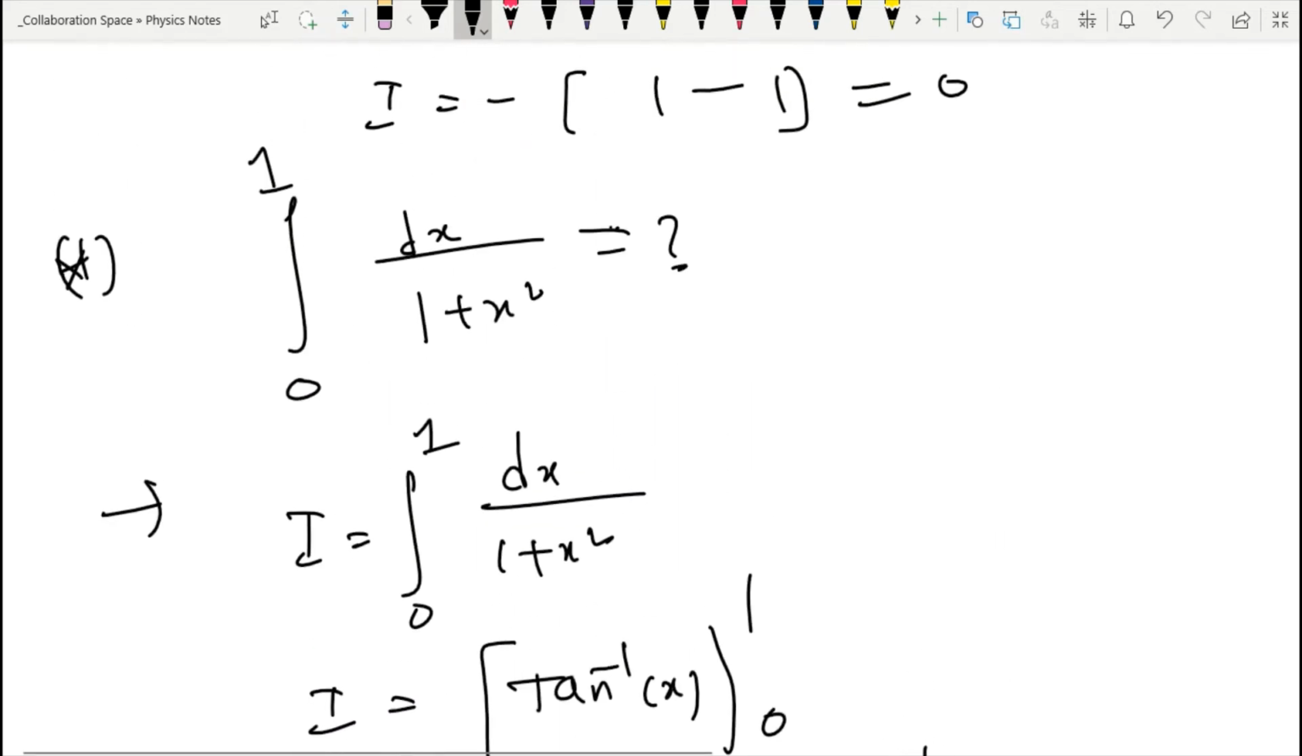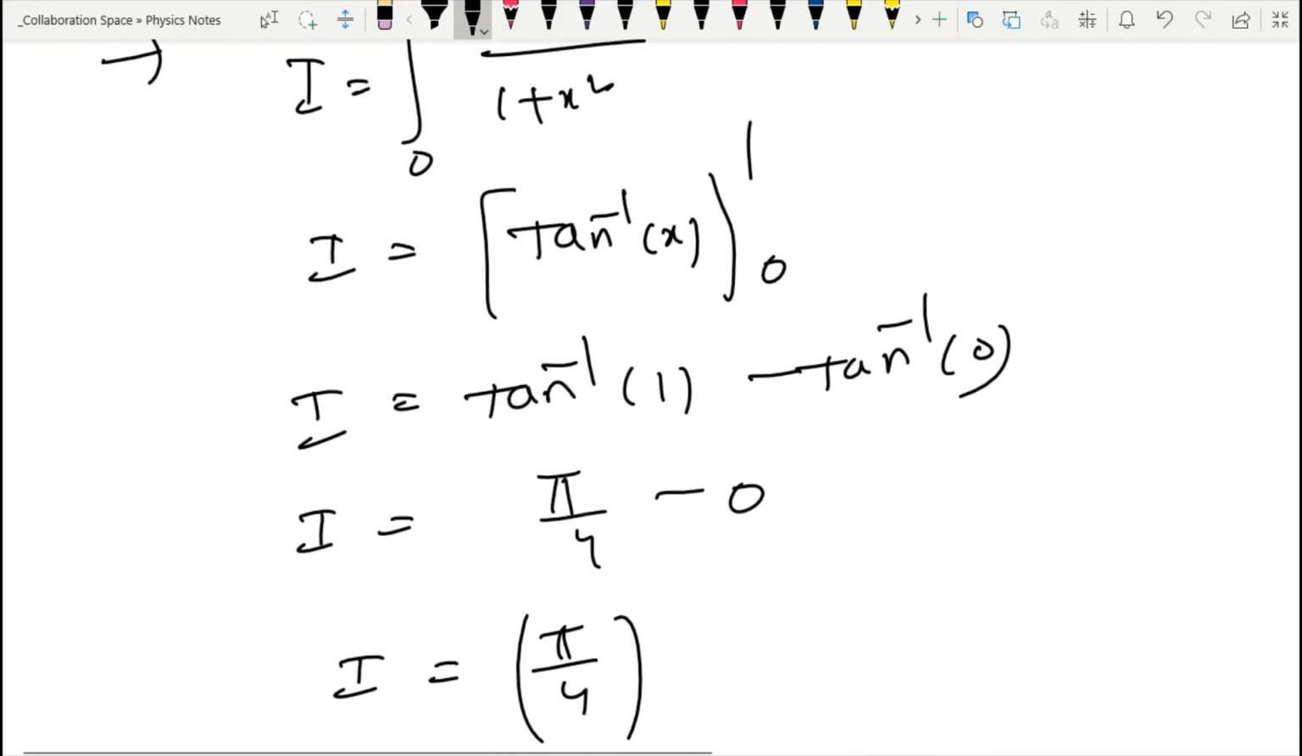Hello, students. So the value of tan inverse 1 is pi by 4, sir. Yes.